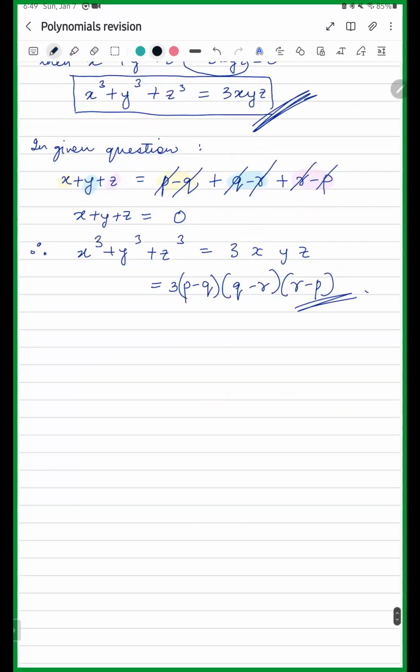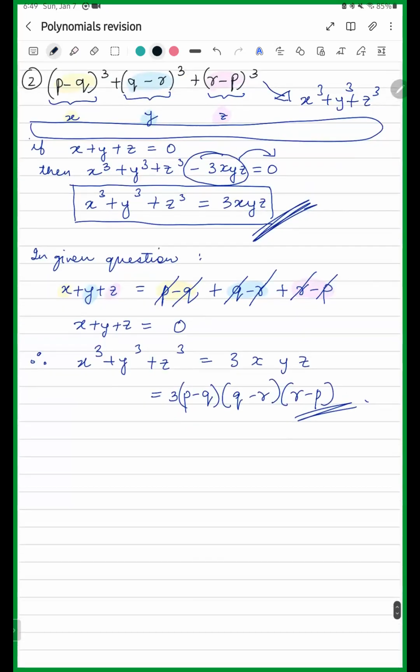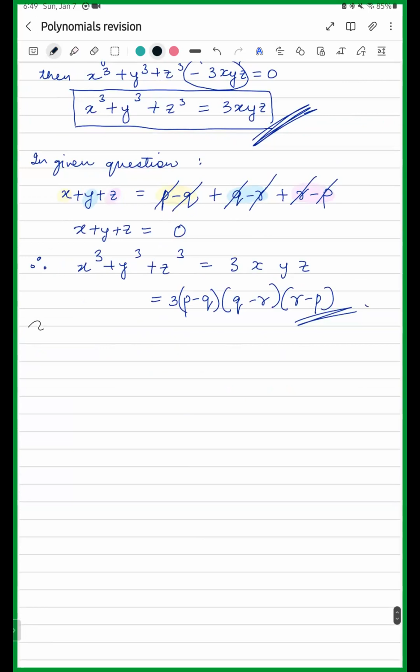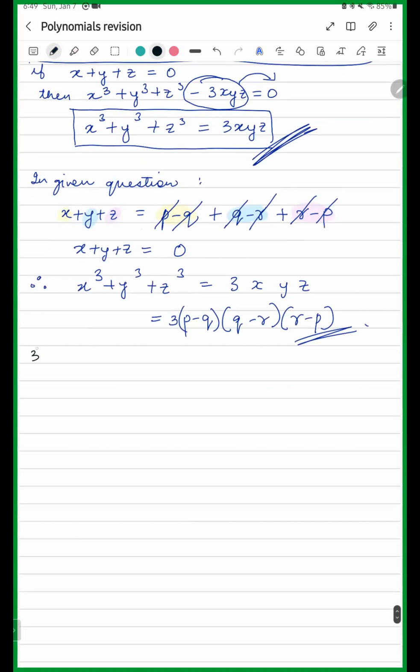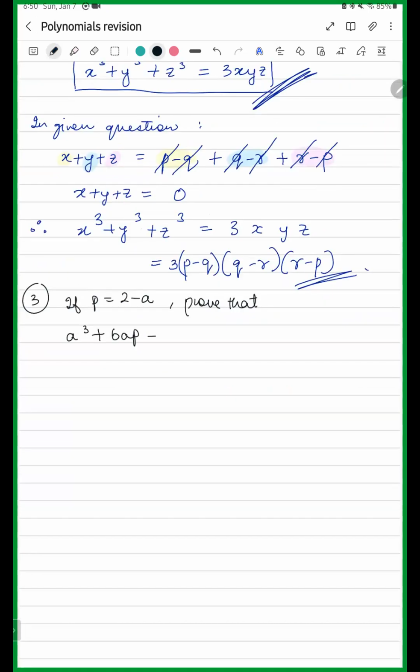I hope this is clear to everyone. Next question, a very similar question. If P is equal to 2 minus A, then prove that A cube plus 6AP plus P.